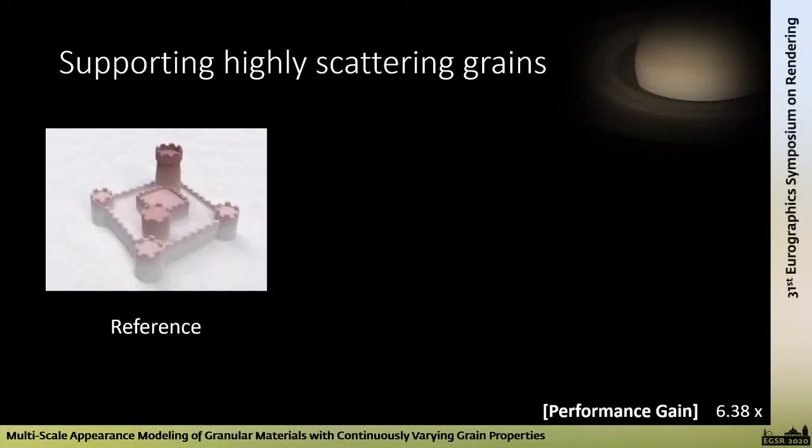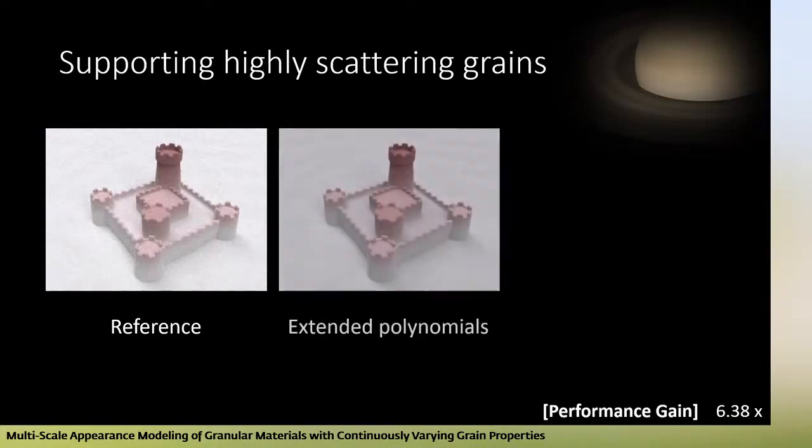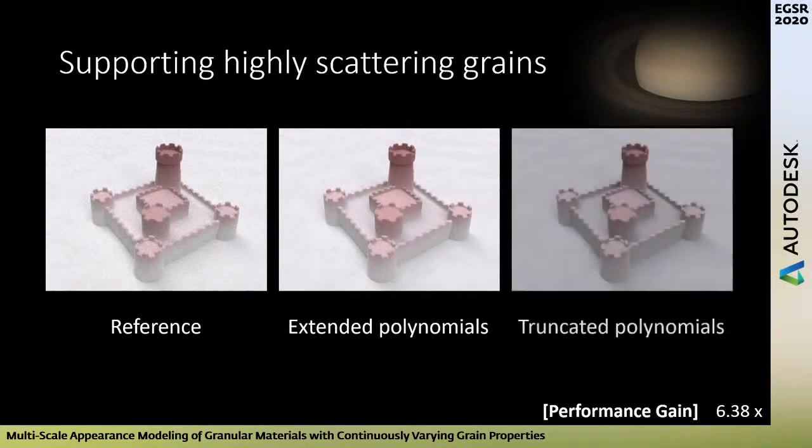Here we show an example to demonstrate the necessity of our extended polynomials. This castle model consists of highly scattering grains. With our extended polynomial representation for GSDF and RT parameters, the result matches the reference closely. However, by naively truncating the high-order coefficients, the improvement in performance is similar, while the result suffers from high energy loss.